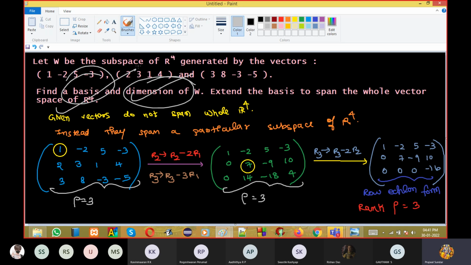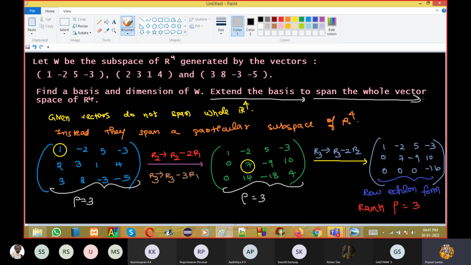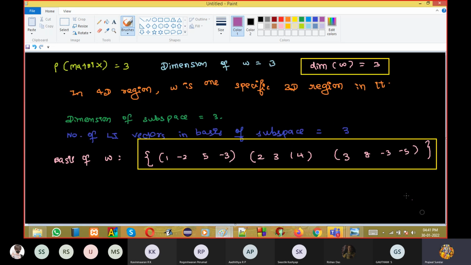Now next we are telling one more thing. Extend the basis to span the whole vector space R^4. Do this carefully. Try to understand carefully. We are having a 4D region and the subspace is only covering one specific 3D region. But now this is the basis I am giving. You extend this basis such that it covers 4D fully. I need to listen carefully.